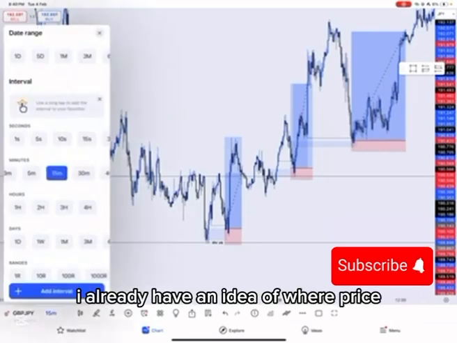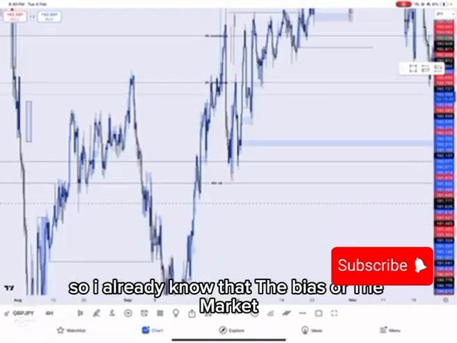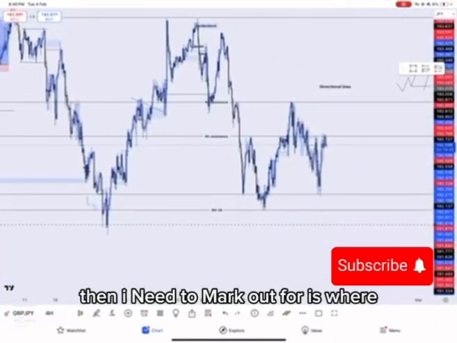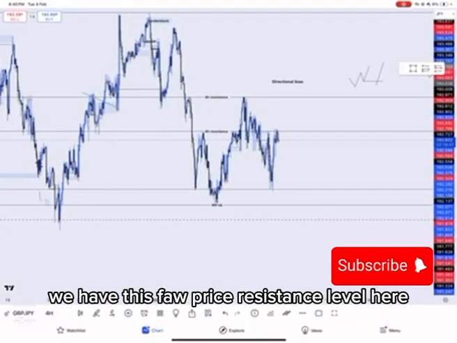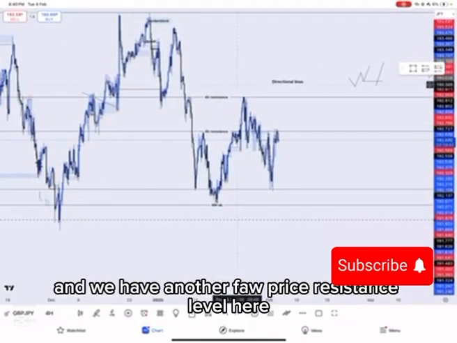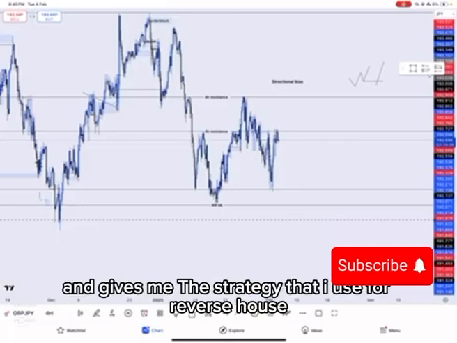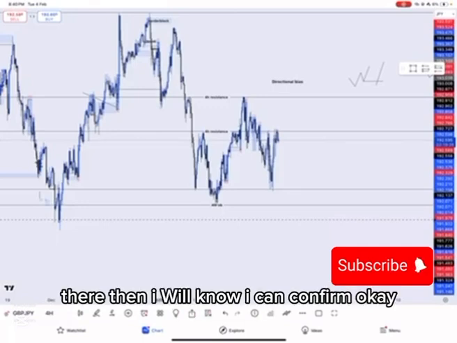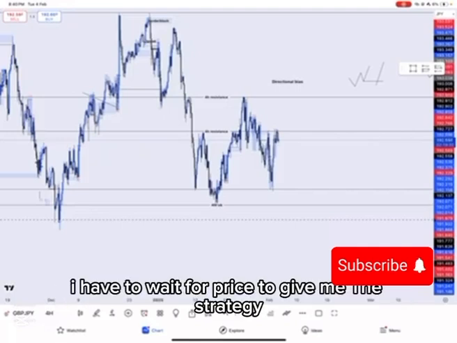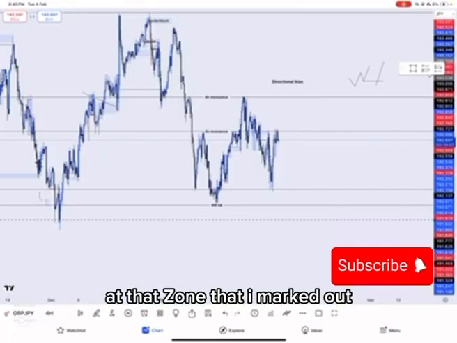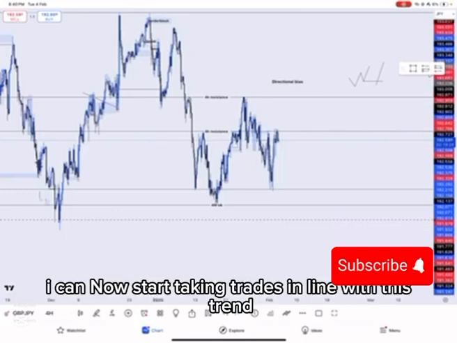Now, mind you, I already have an idea of where price is coming from, where price is reacting from, so I already know the bias of the market. The next thing I need to mark out is where price is heading to. For that, we have this 4 hours resistance level here, and another 4 hours resistance level here also. If price comes to any of these zones and gives me the strategy that I use for reversals there, then I can confirm that price is now reversing. I have to wait for price to give me the strategy at that zone that I marked out. That's when I can confirm.